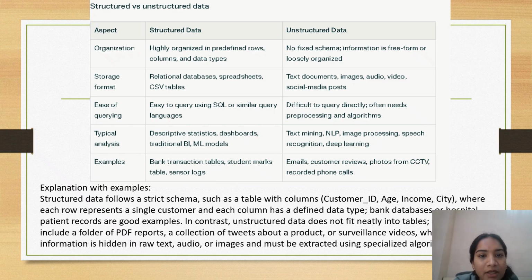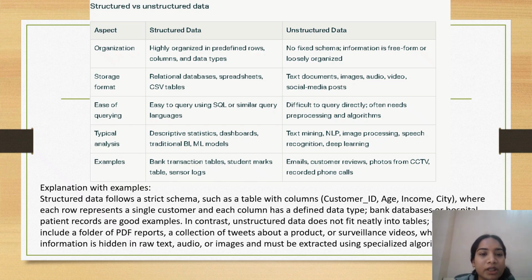Like structured data, it is data organized in rows and columns. These are easily searchable and stored in tables, for example Excel sales sheets, student marks tables, banking transaction records, employee databases, and attendance records. Second is unstructured data, which has no predefined format. It can be text, audio, video, or images, for example WhatsApp messages, YouTube videos, photos on Instagram, recorded customer support calls, and emails.